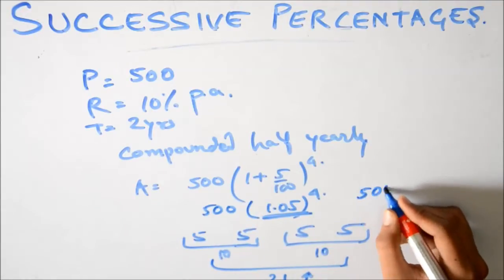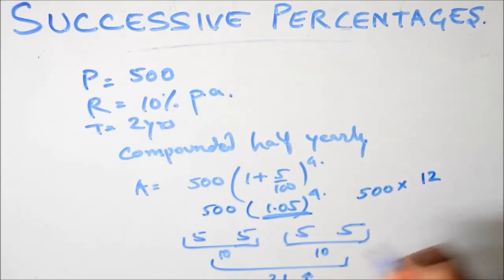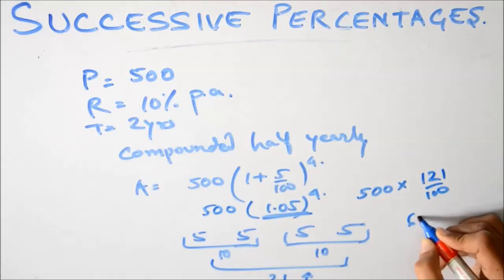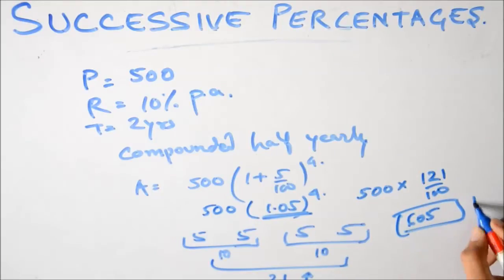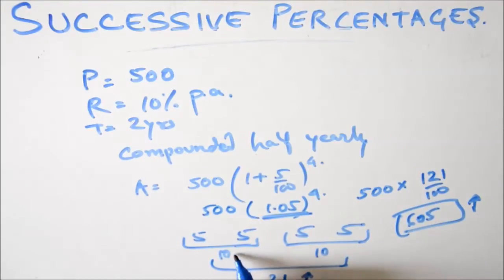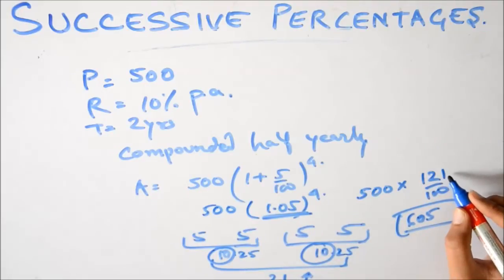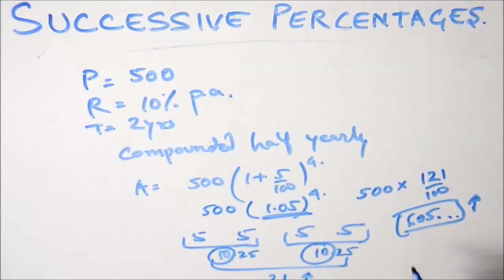So you can write this as 500 into 1.21. Suppose it's 121 by 100. It is 605. It should always be greater than 605, a little bit greater than 605 because we have approximated this. It should be 10.25, but we have approximately taken it to be 10 and we have got 21. If we don't approximate, we will get 21.5 something. It won't have a huge impact, it will be point something, right? So it will be a little bit more than 605.